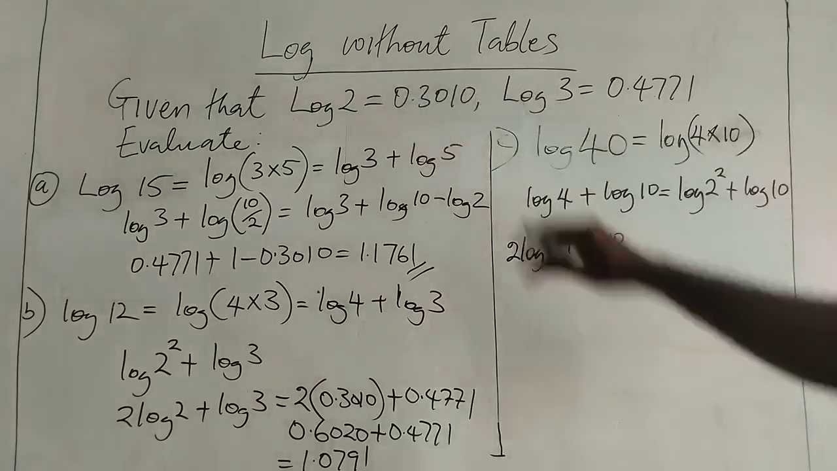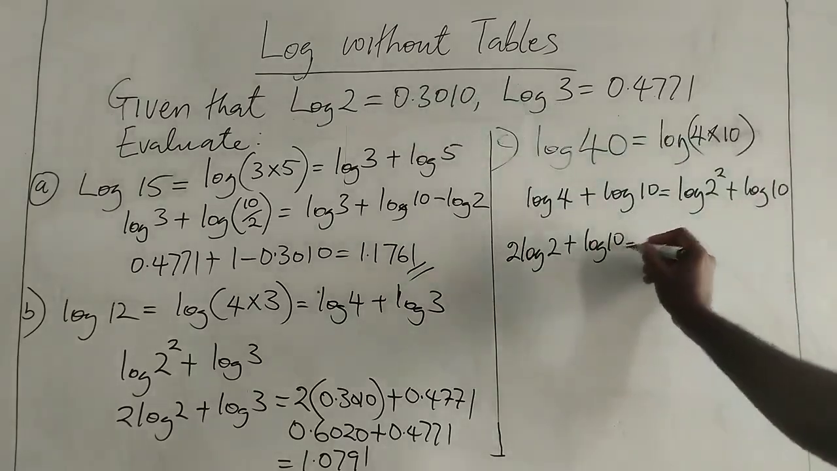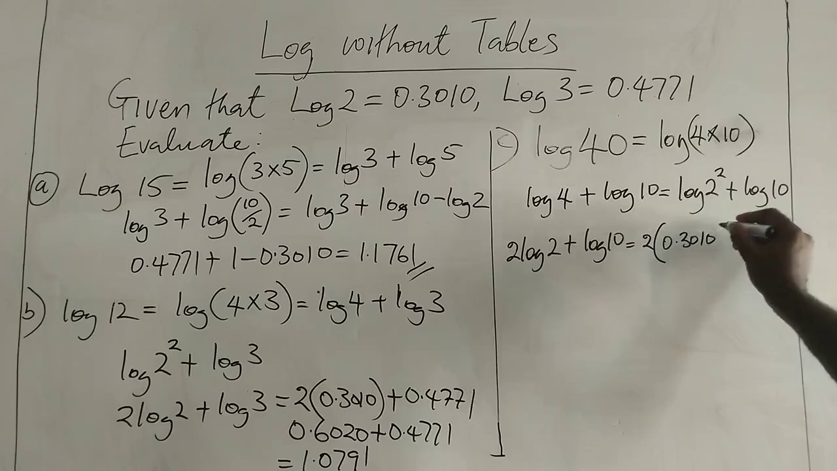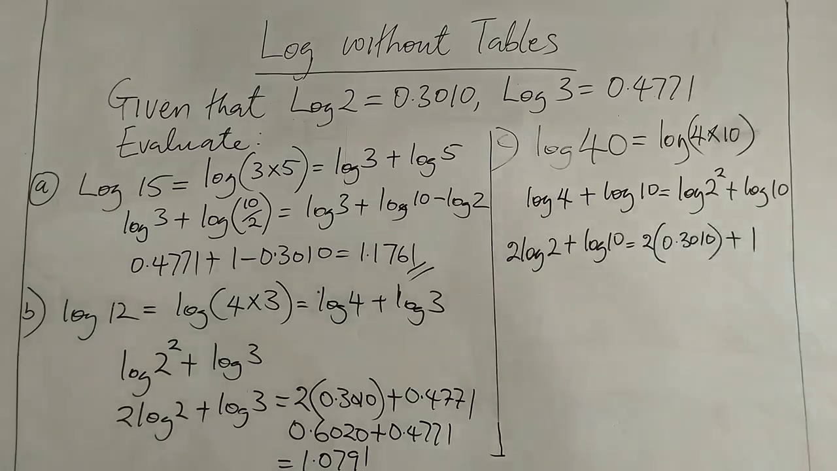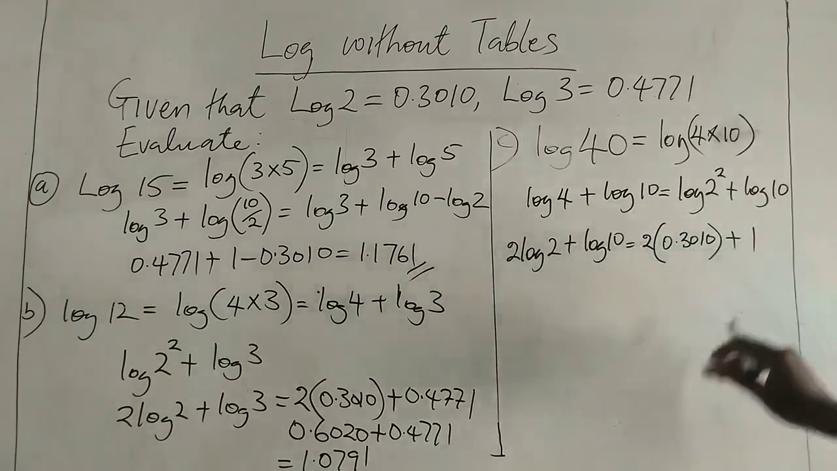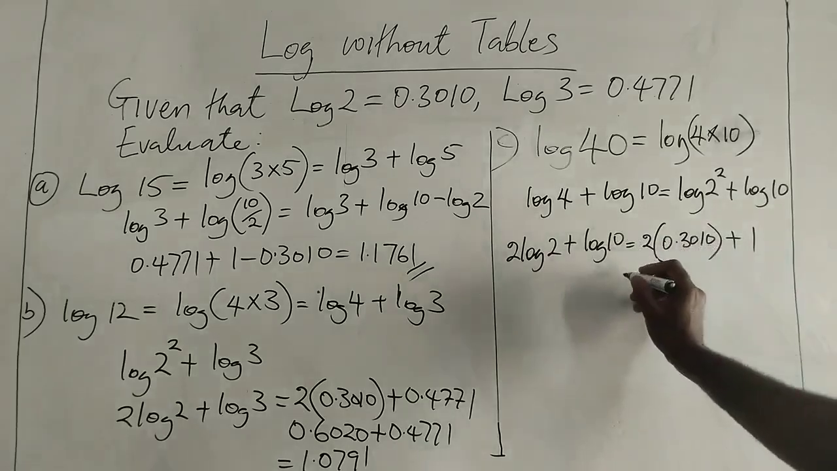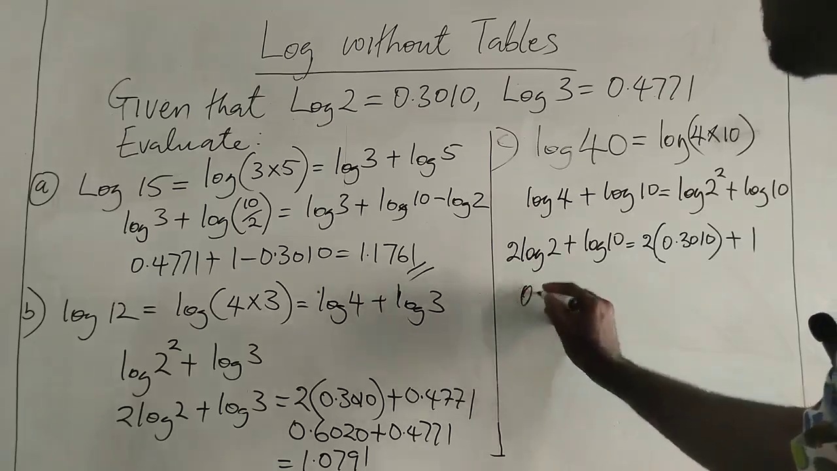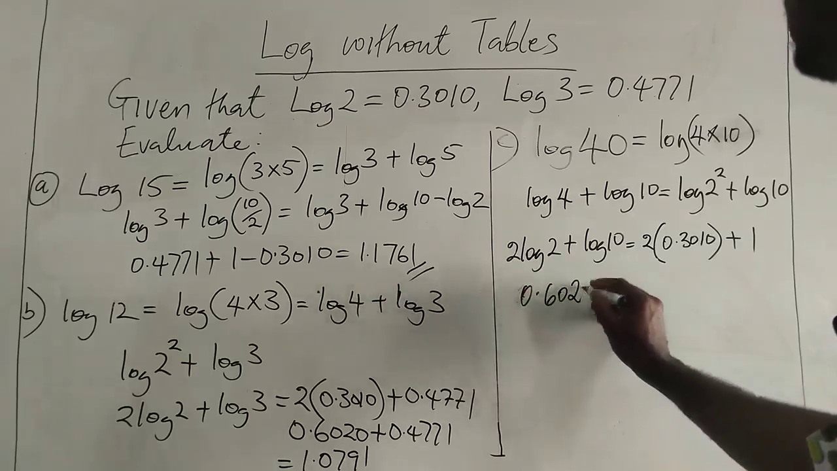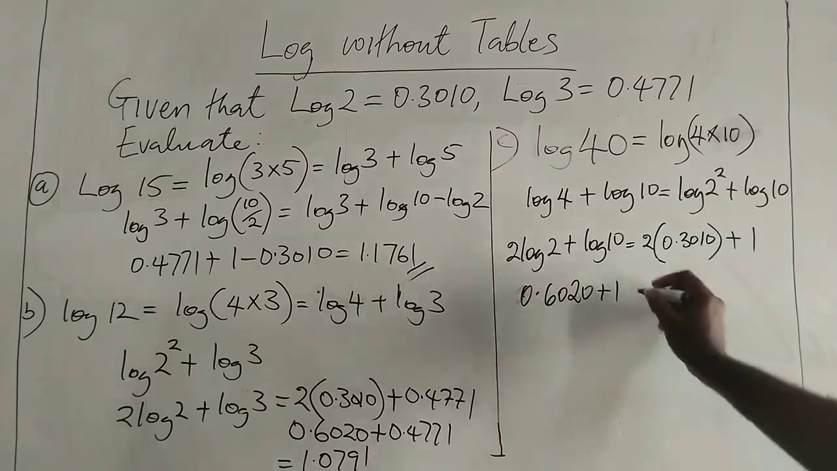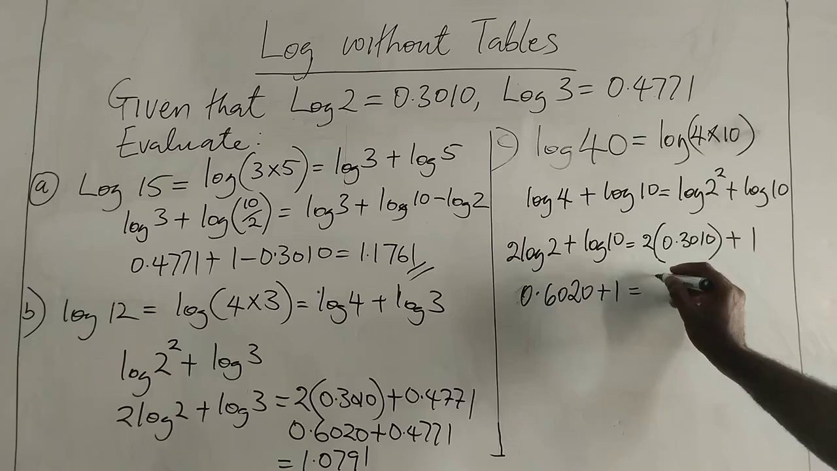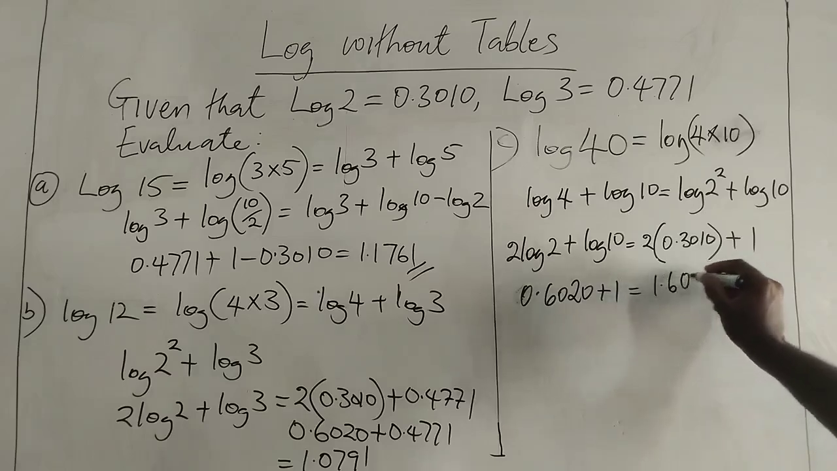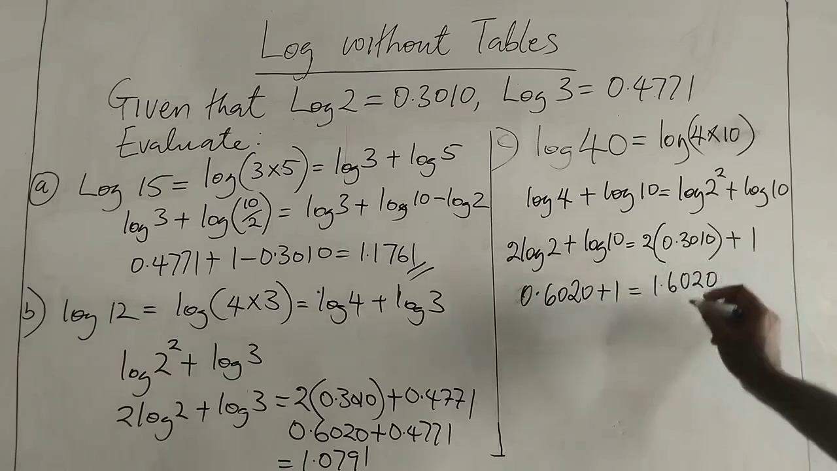Now, using the values given to us, we have 2 brackets 0.3010 plus 1. Log 10 base 10 is 1. Multiplying this, we have 0.6020 plus 1. And the final answer is 1.6020.